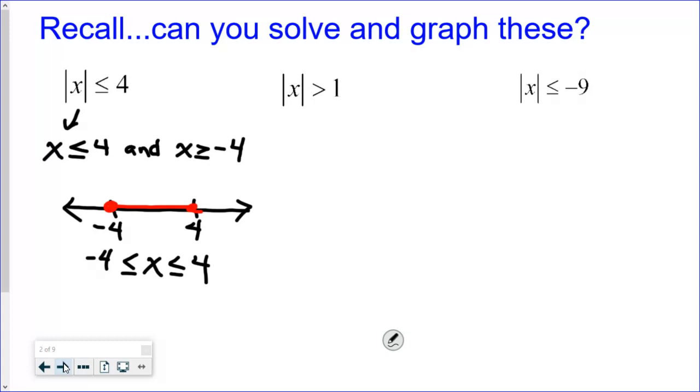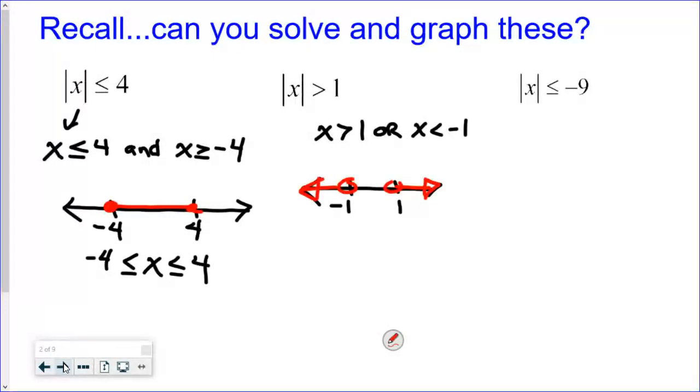Okay. Now for the next one, it's x is greater than 1. Greater than is or. X is less than -1. So again, for an or statement, you're going opposite directions for the most part. Okay, you did this yesterday.